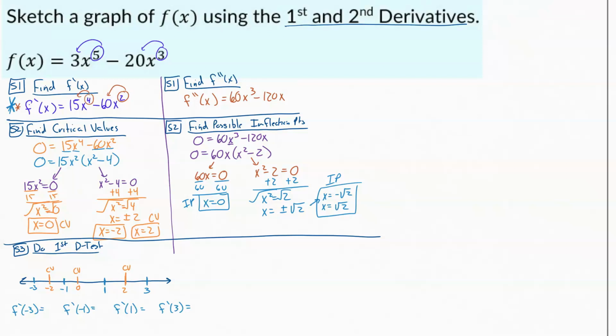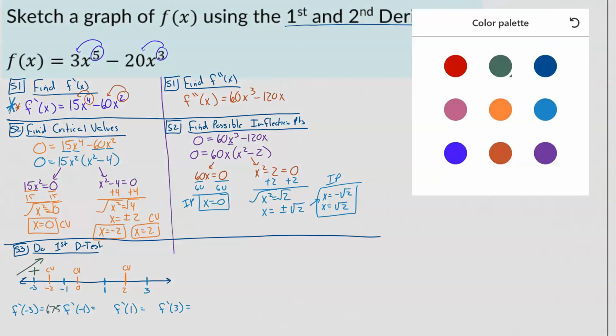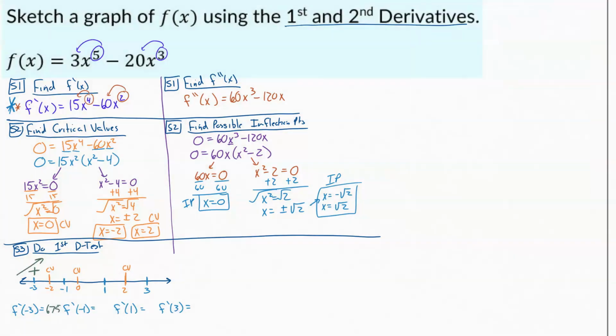So then plugging in negative 3 to our first derivative up here, back from step 1, we get out a positive 675. So I come up to my number line, I put a plus sign, and I draw an arrow up. That tells me that it's increasing in that section. I plug in negative 1 to my derivative, and I get out negative 45.